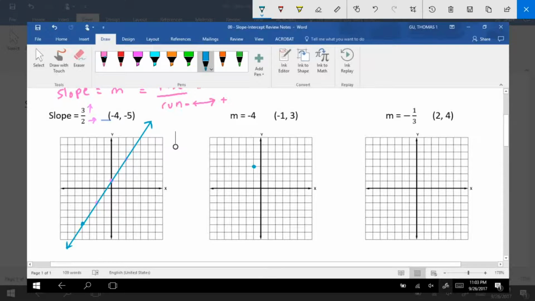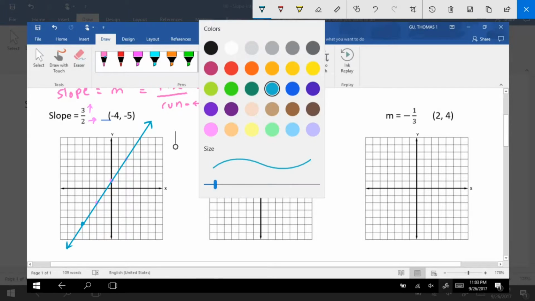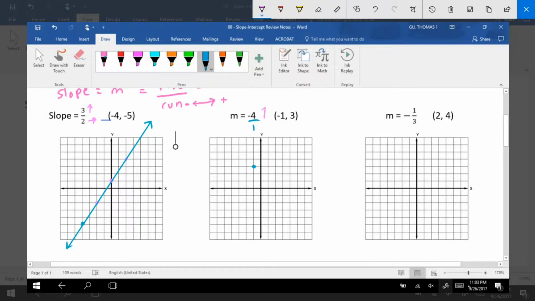But wait, any number can be changed into a fraction if what? How do I turn this into a fraction? I just stick it over a 1, exactly. So now this is telling me the rise and the run. So this is saying down 4 and over 1. Down 4 and over 1 because it's negative, so that means down.